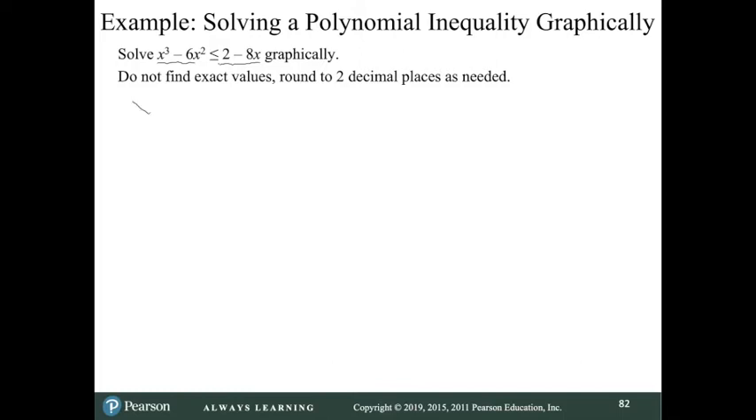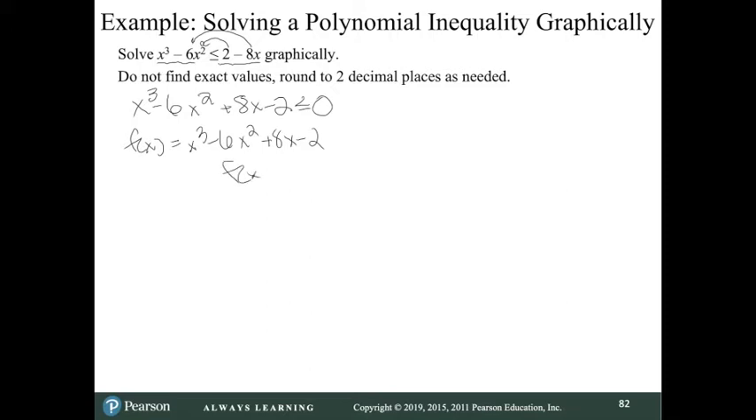So let's write it as x cubed minus 6x squared plus 8x minus 2 is less than or equal to 0. So what I did is I just subtracted over the two terms from the right and moved them over to the left. So now I have f of x as x cubed minus 6x squared plus 8x minus 2. Every time I rest my hand on the iPad, it does weird things with the ink. Okay, so we're solving f of x less than or equal to 0.